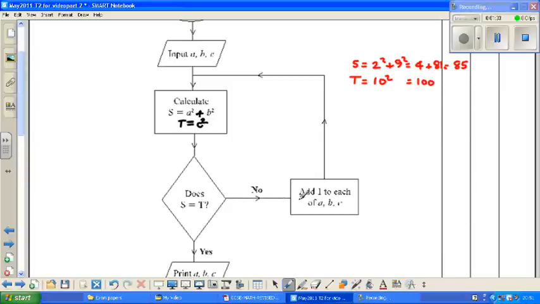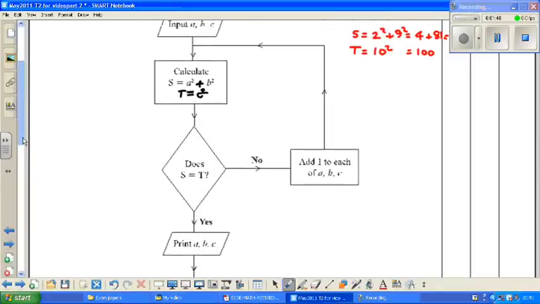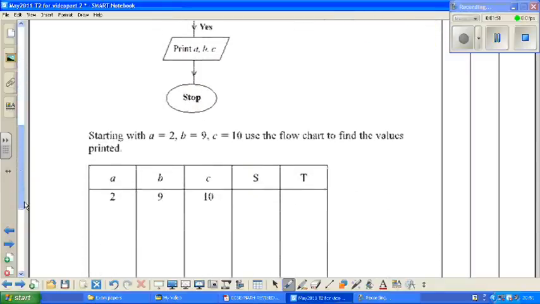So it says go in this direction, and we're going to add 1 to each of A, B and C, and go back round again and calculate A squared plus B squared and C squared and see if they're equal. So I'm going to go down to the table and finish these off. The first one wasn't equal. S was 85, T was 10 squared, which was 100. So they weren't equal, so we add 1 to each of these. A becomes 3, B becomes 10, and C becomes 11.